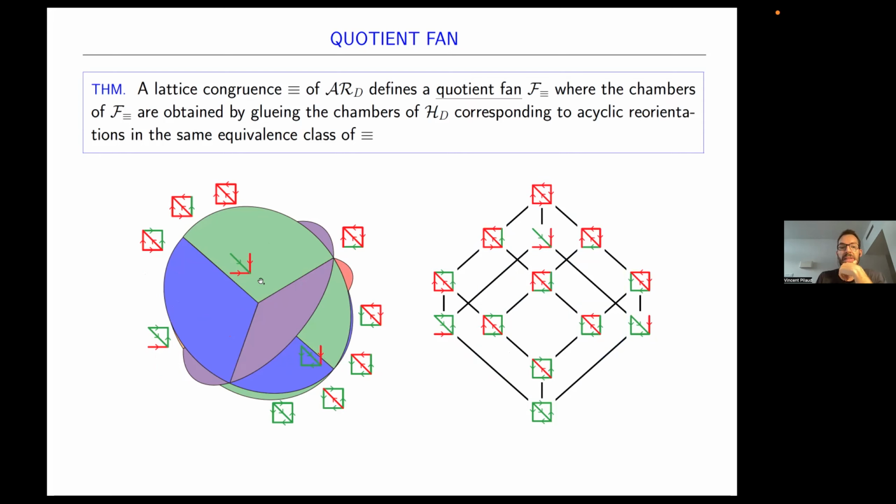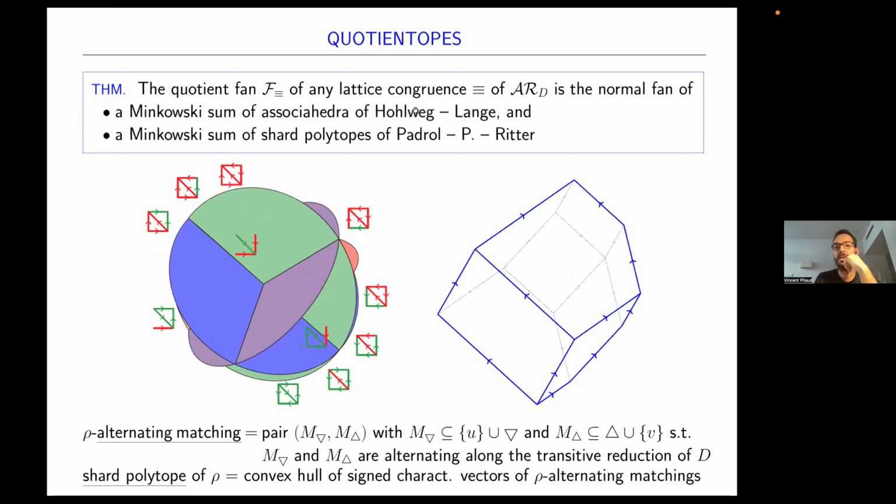Okay, so what I said is that you obtain a realization of this quotient lattice by a fan, and exactly as we did before, using the shard polytopes that we defined with Pilaud and Ritter, you can obtain a realization of this fan by a polytope. So this is what I want to call the quotientope for this arrangement.